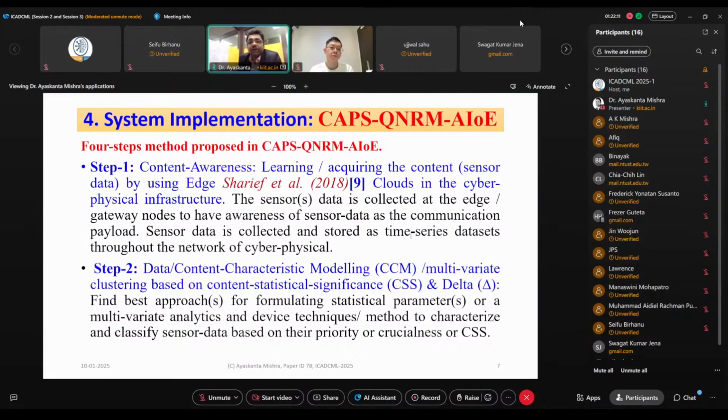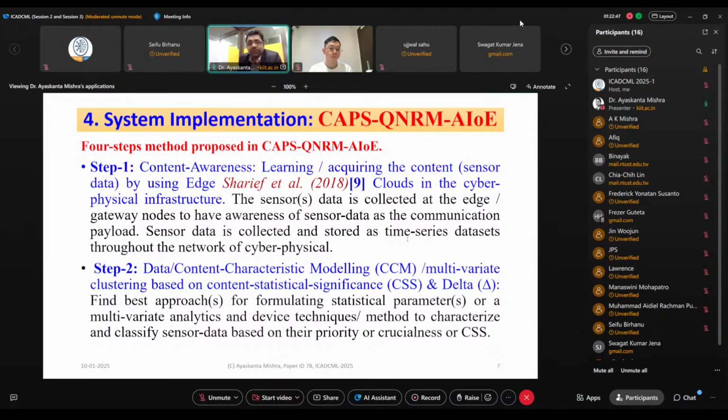The content awareness, that is the learning part, is the acquisition of the data from the sensor, from the wireless sensor and actuator network in a typical IoT and cyber physical system infrastructure. Second step would be the data or content characteristic modeling. So this will basically be a multivariate clustering based on content statistical significance, and another variable we have taken as delta, that will be the distance between two consecutive samples, which will give us some kind of anomalies. If there are some anomalies in the sensor data, that can be treated as a high priority.